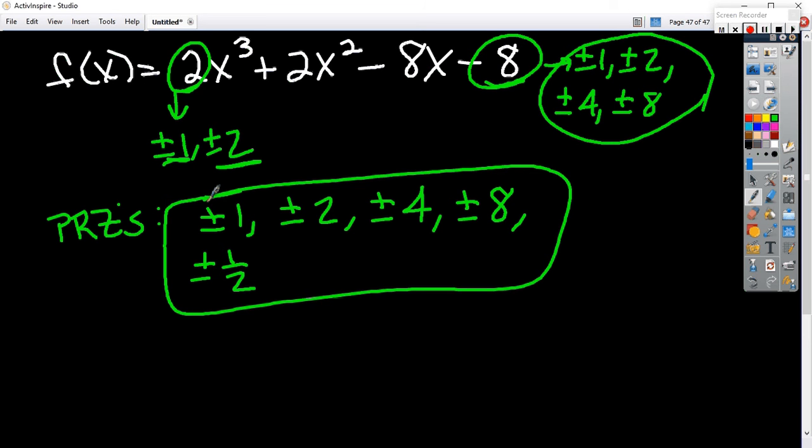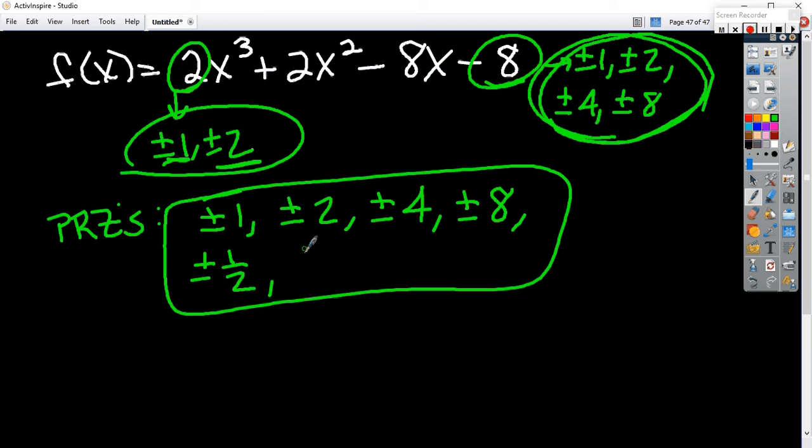Whenever I do 2 divided by 2, that equals 1. That's already on there, so I don't need to write it again. 4 divided by 2 is 2. That's already on there. 8 divided by 2 is 4. That's already on there. To get an answer, you just plug all those in, and whatever one works is the answer. 1 divided by 2, you could put 1/2 or just 1.